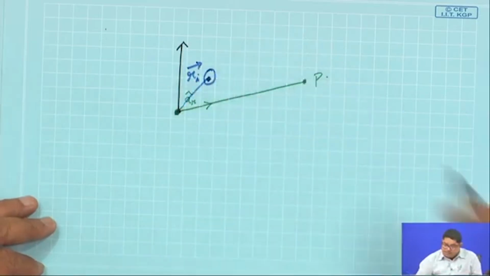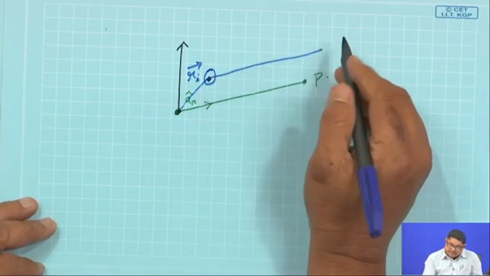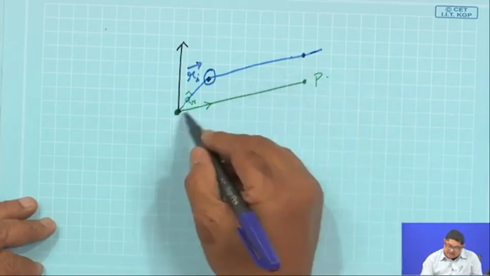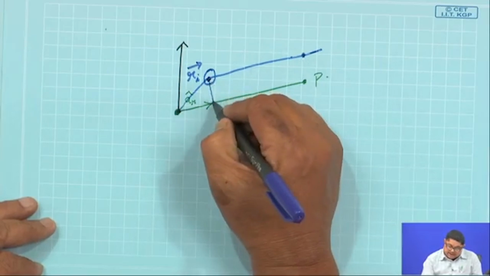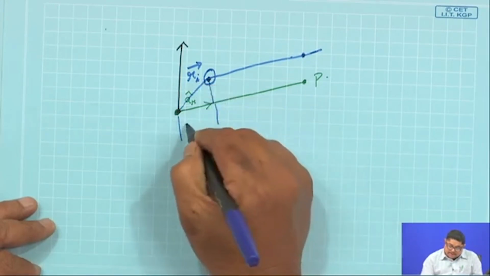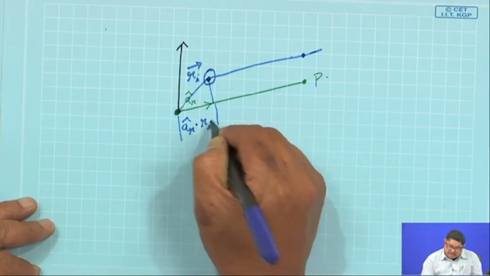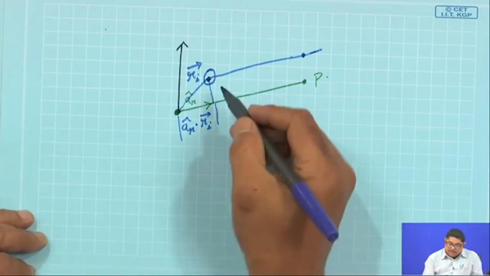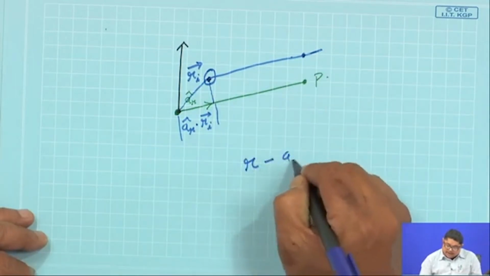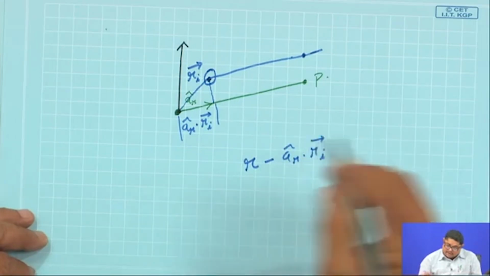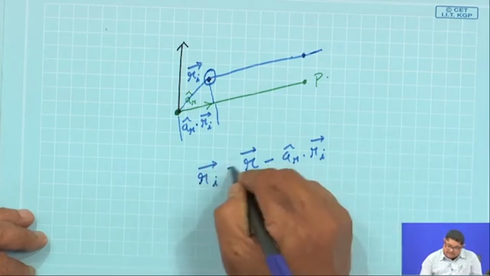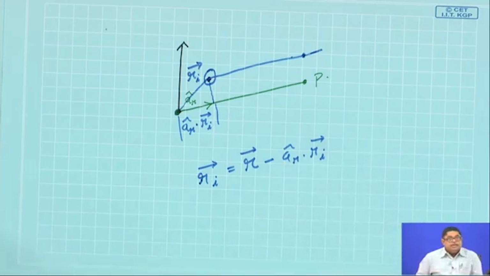So, this will have a path length like this. At this point, how much is the difference between this path length and this path length? Can I say that this difference is nothing but AR dot Ri? That is what I was saying. So, when we write the path for Ri, we write it as R minus AR dot Ri. This much I was trying to prove.